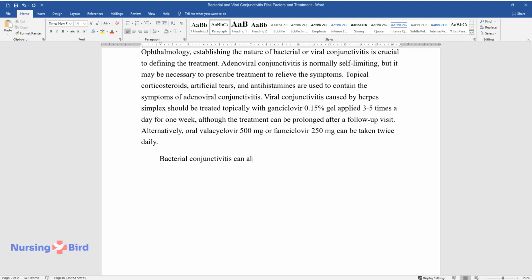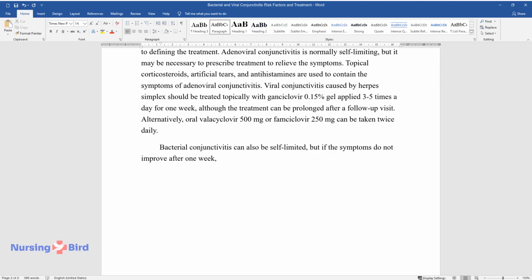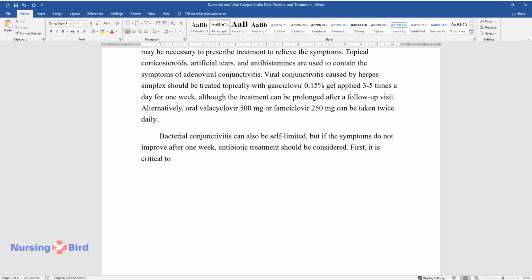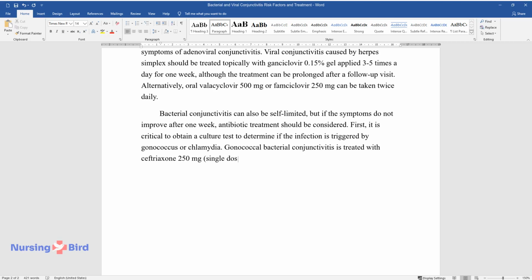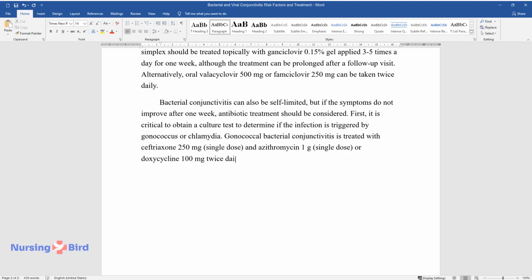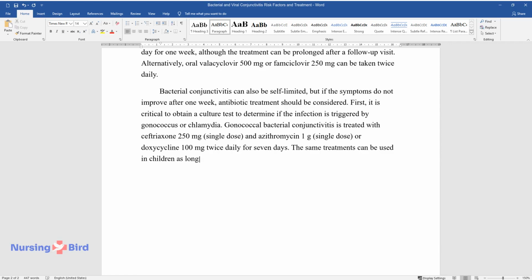Bacterial conjunctivitis can also be self-limited, but if the symptoms do not improve after 1 week, antibiotic treatment should be considered. First, it is critical to obtain a culture test to determine if the infection is triggered by gonococcus or chlamydia. Gonococcal bacterial conjunctivitis is treated with ceftriaxone 250 mg, single dose, and azithromycin 1 gram, single dose, or doxycycline 100 mg twice daily for 7 days. The same treatments can be used in children as long as the dosages are appropriate to age and weight.